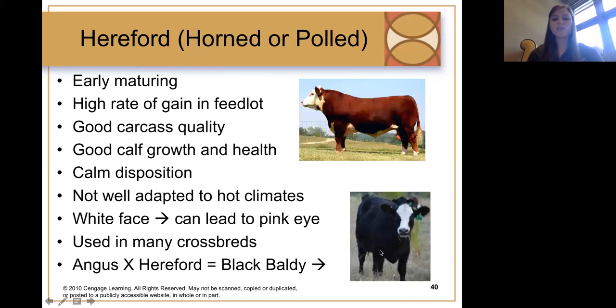And so some of you may have seen a cow that looks like this before. That's actually a black Angus and Hereford cross. And that's what we call a black baldy. These are pretty common. I see these around quite a bit. And you can also have a red baldy if you cross a Hereford and a red Angus. But red baldies would almost look like a Hereford. So if you see a cow that looks like that, now you know what it's called.